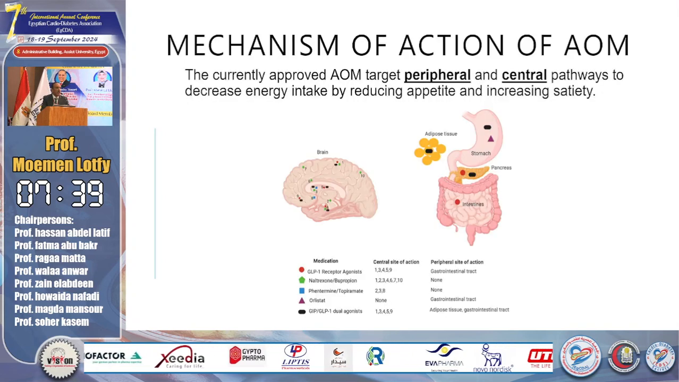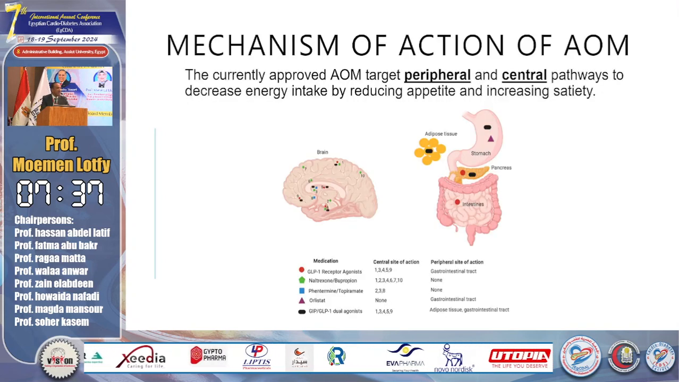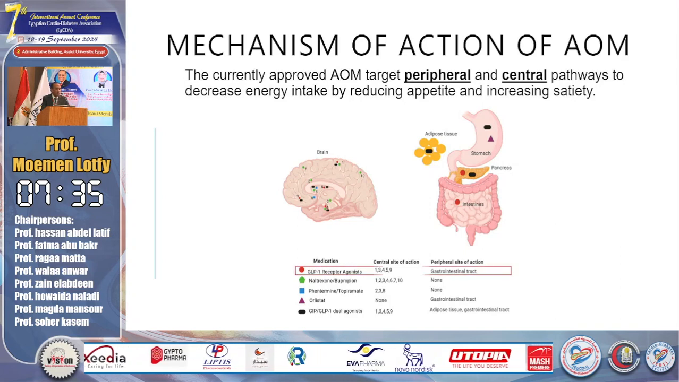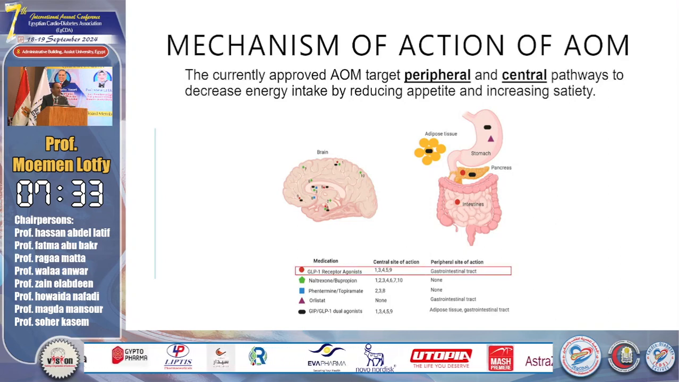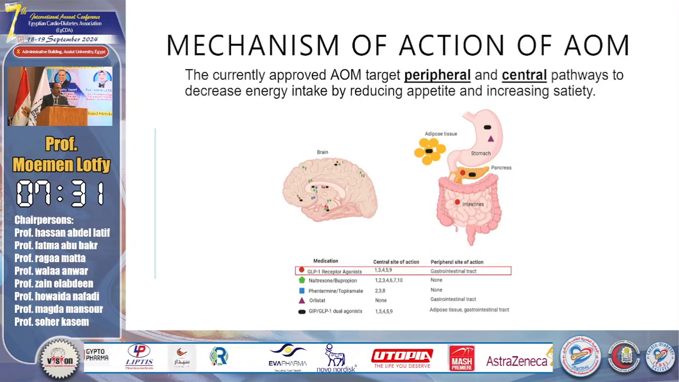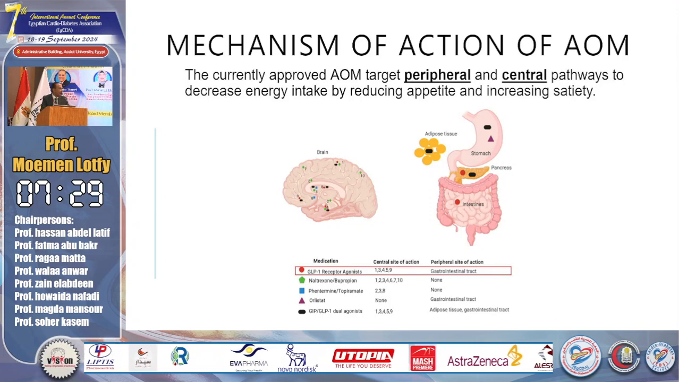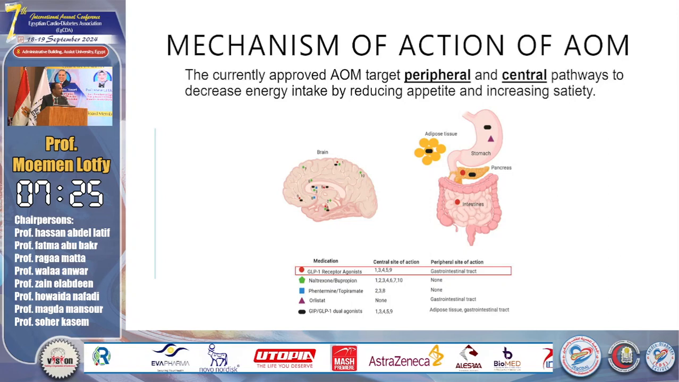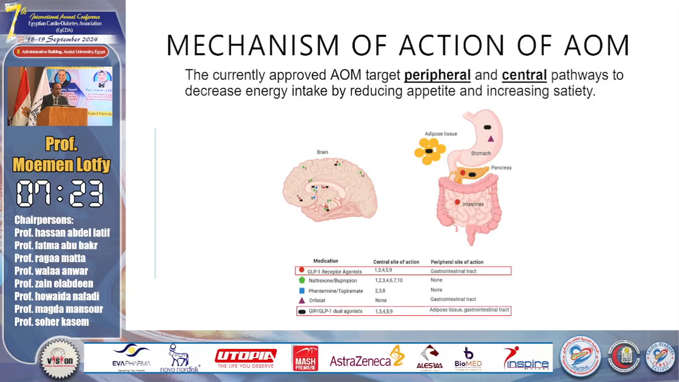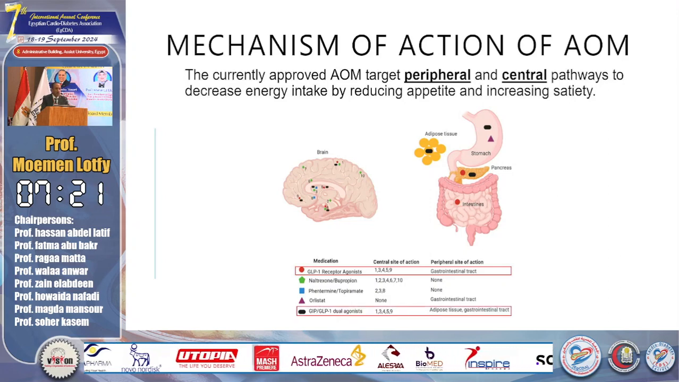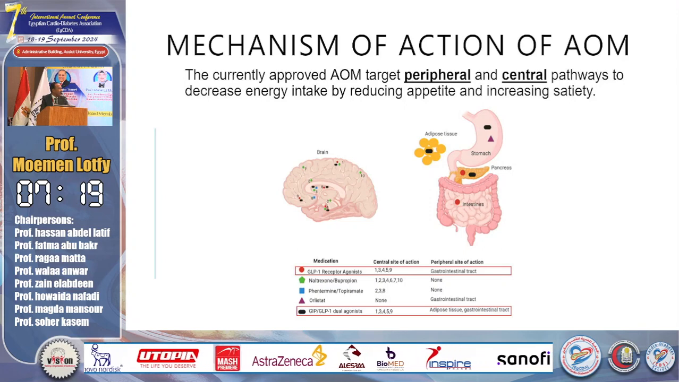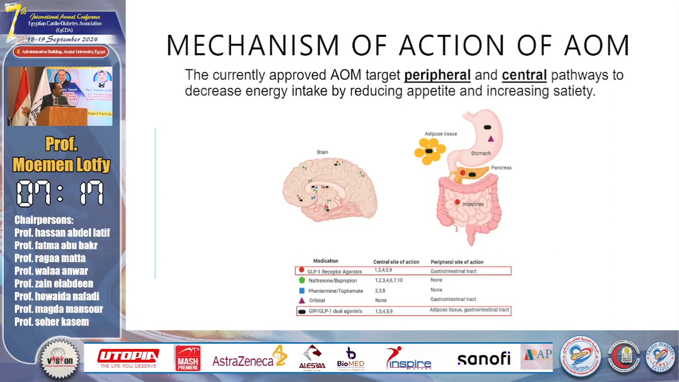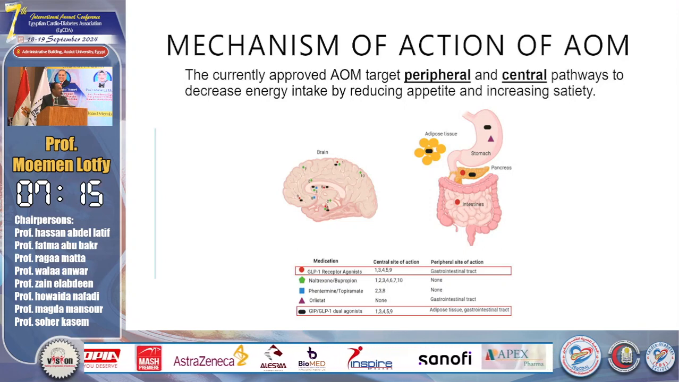The mechanism of action of anti-obesity medication mainly acts either centrally or peripherally or both. One of the most important drugs is the GLP-1 receptor agonist, acting both centrally and peripherally through a mechanism in the brain and hypothalamus, and also through the GIT, and also dual receptor agonists such as gastric inhibitory peptide and GLP-1 dual agonist acting both centrally and peripherally.